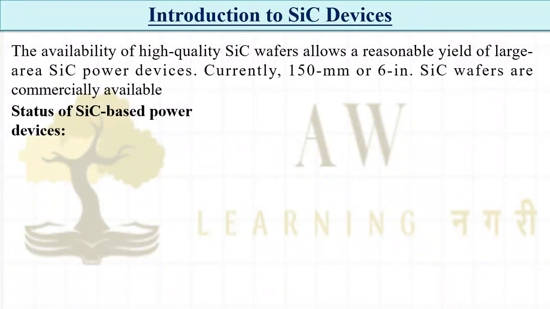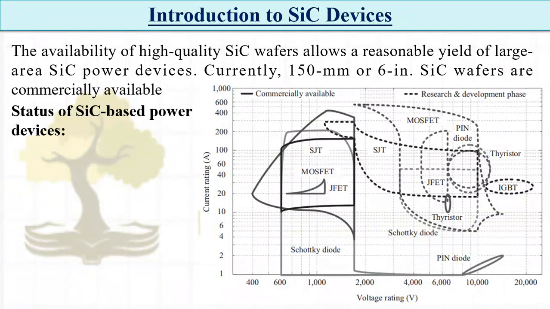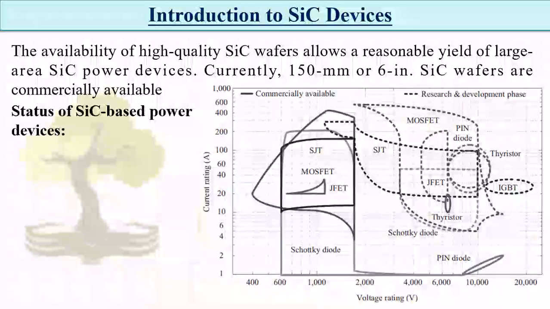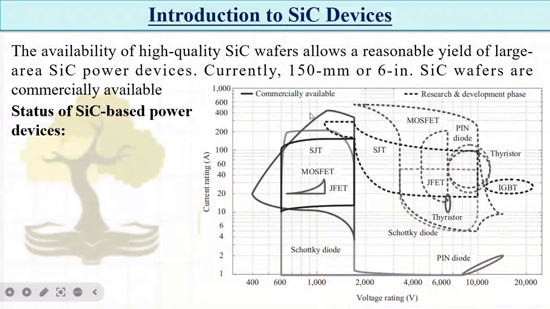The status of silicon carbide based devices. What is the status now of the silicon carbide based devices? What status am I talking about? How and what people have made through silicon carbide. If you see, some are commercially available devices. Silicon carbide is a material through which I can make a diode, a MOSFET, IGBT, anything I can make, right?